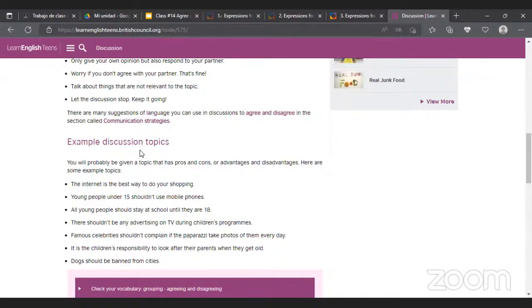We already did a little example, so now we can start expressing. The internet is the best way to do your shopping. I agree with that. No, you're not right. I don't agree with you. We are not on the same page. I think you should shop in the stores because then you get to talk to people and you can see what you're buying. You're right. I am with you. The possibility to share with people is the best way to shop.